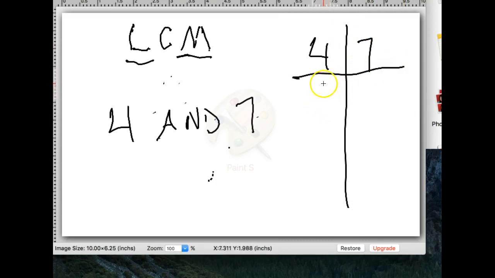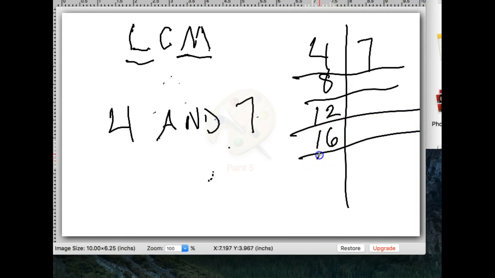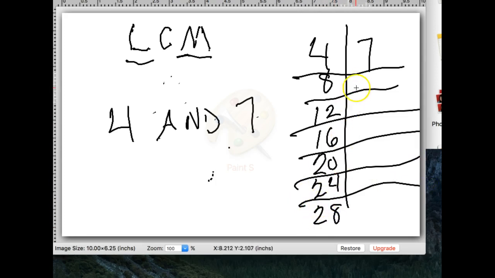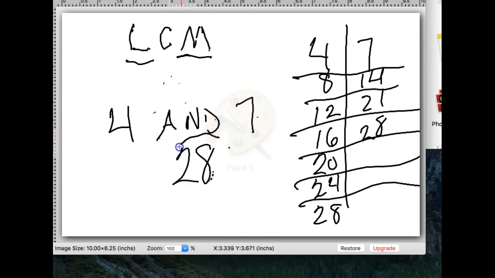So 4, 8, 12, 16, 20, 24, 28. Now I know my multiples of 7, and I know that 28 is a multiple of 7, but I will prove it to you. 7, 14, 21, 28. So that is the first time that you have a number show up in both columns. Therefore, that is the least common multiple.